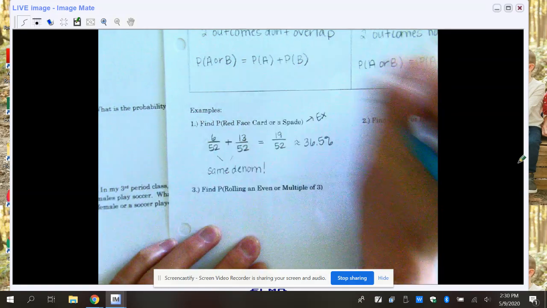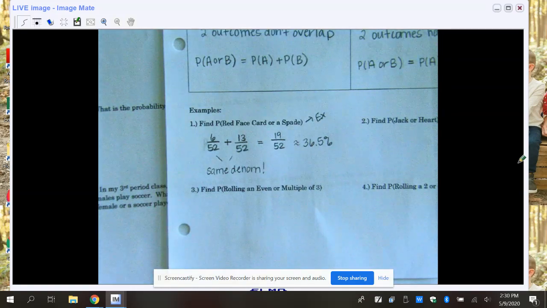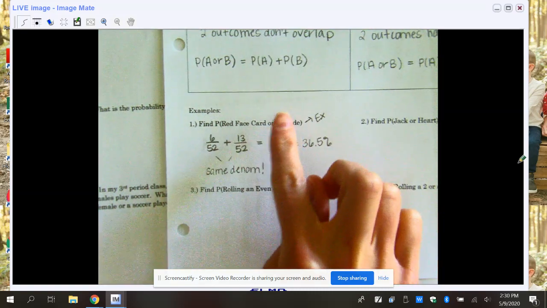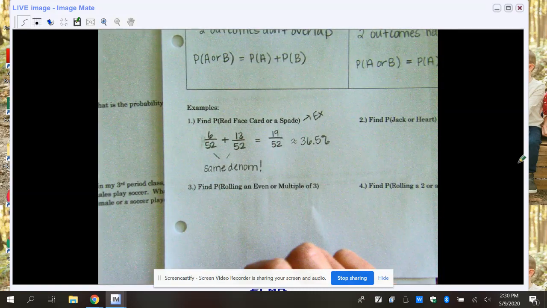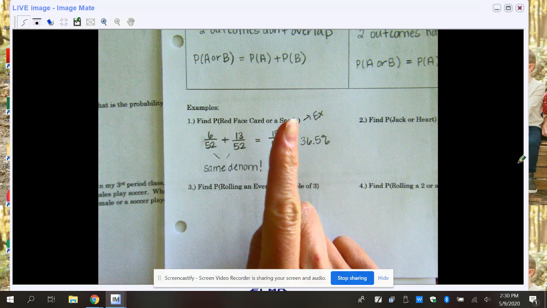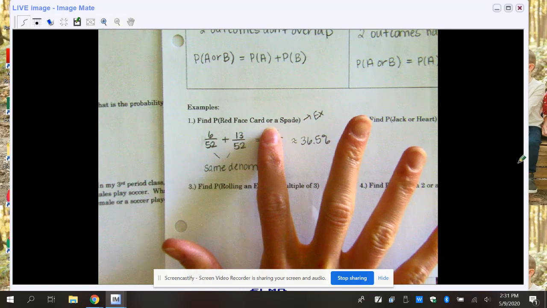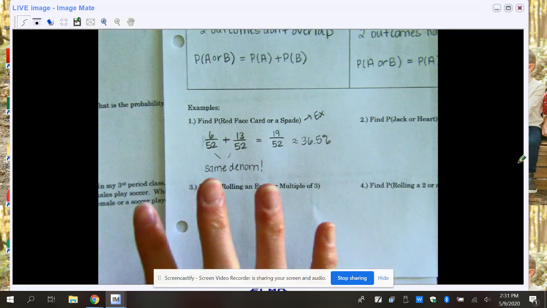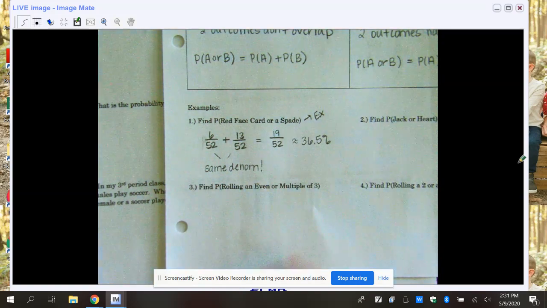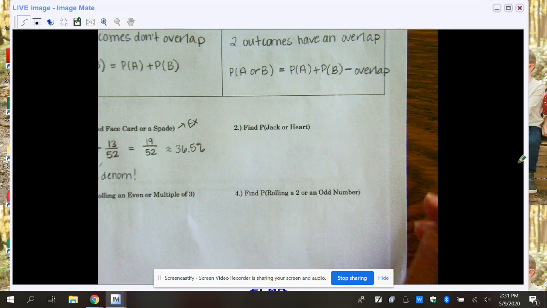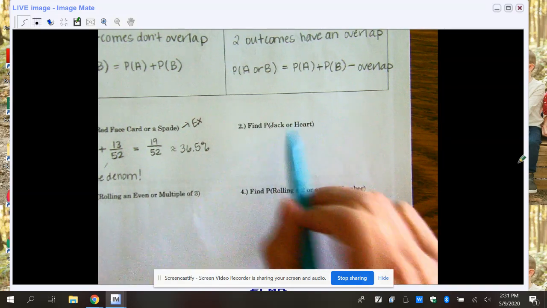So these are exclusive events. Okay, and again, whenever you see that word or, that kind of represents just like one draw. So if I pick one card, what are the chances that that card is either a face card or a spade? If I said, what's the probability that I pick a red face card, then a spade, that's 2 draws, that means you multiply.